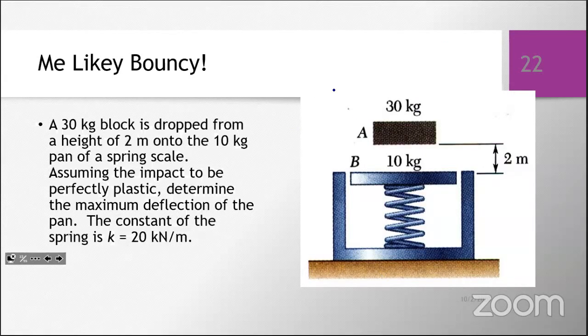Okay. So there's a couple of phases to this one. So what kind of problem is this? What method from our toolbox should we use? Should we use Newton's second law? Should we use impulse momentum, work energy? What should we do? What do you guys think?